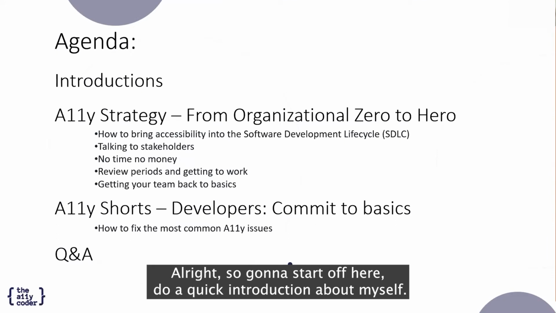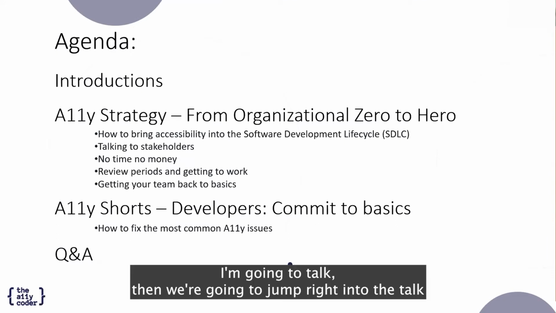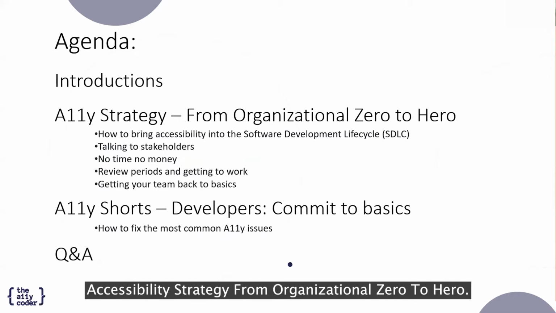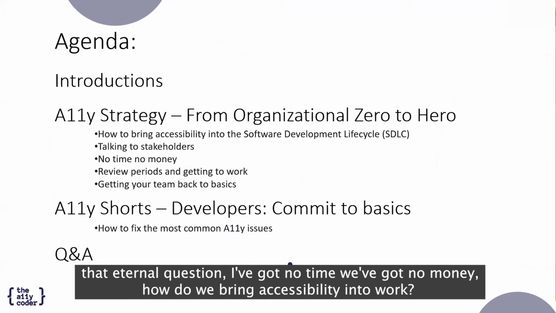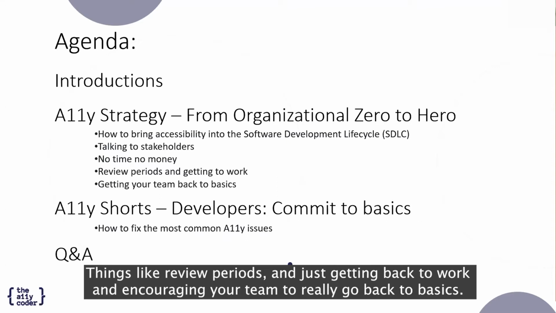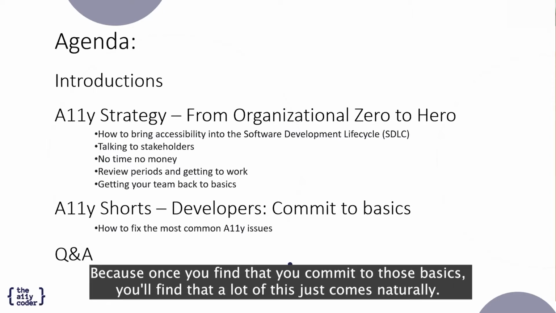All right, so we're going to start off here, do a quick introduction about myself. I'm going to jump right into the talk, accessibility strategy from organizational zero to hero. Things like bringing accessibility into that software development life cycle, talking to stakeholders, that eternal question, I've got no time, we've got no money. How do we bring accessibility into work? Things like review periods and just getting back to work and encouraging your team to really go back to basics, because once you find that you commit to those basics, you'll find that a lot of this just comes naturally.